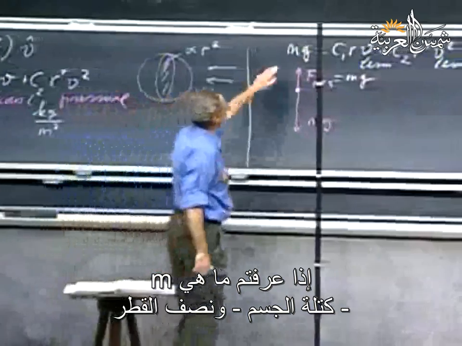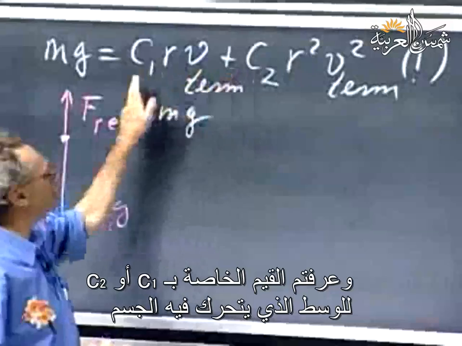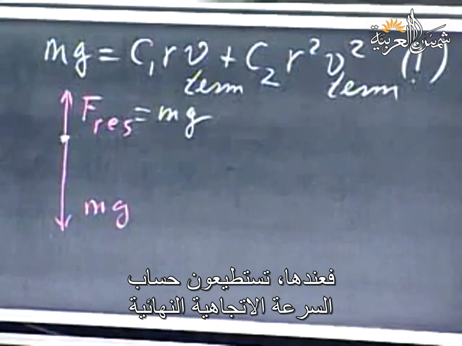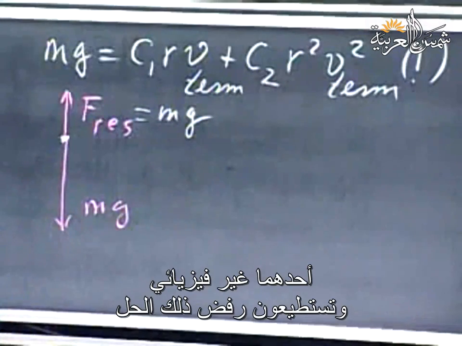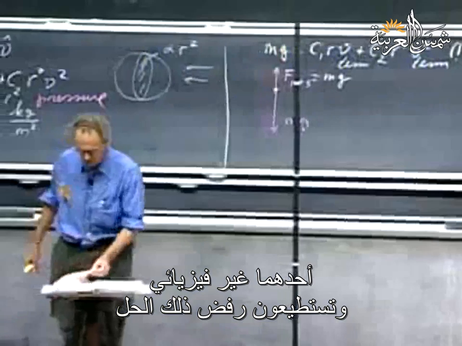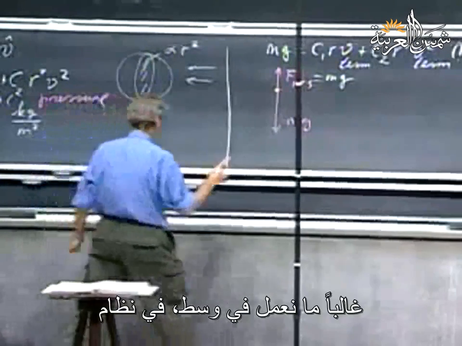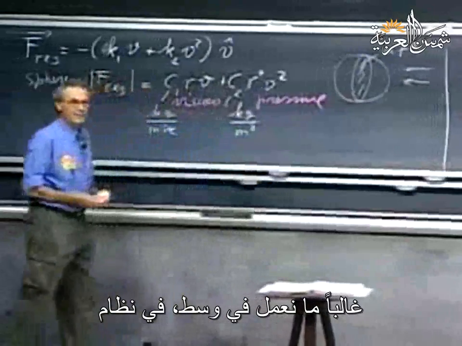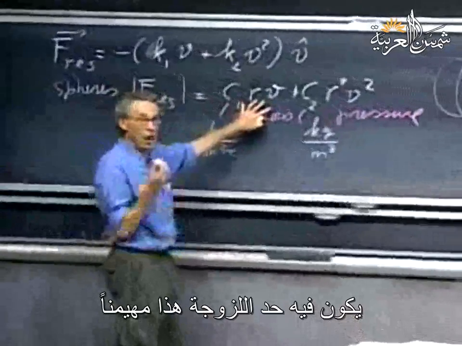If you know what m is, the mass of an object, the radius, and you know the values for c1 or c2 of that medium in which you move it, then you can calculate what the terminal velocity is. It is a quadratic equation, so you get two solutions, of which one of them is non-physical. So you can reject that one. Very often, we will work in a domain, in a regime, whereby this viscous term is dominating.